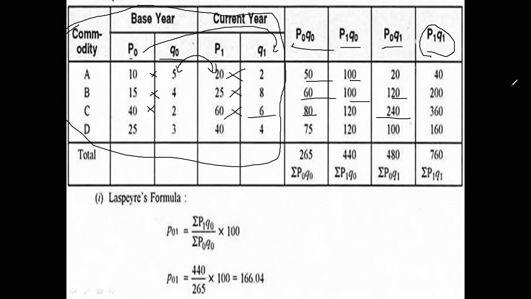So the values are 20 into 2, 40, 25 into 8, 200. In that manner, we have calculated the value of P1 Q1. Do the total of all these four aspects. The values are there. Apply them in the given formulas.